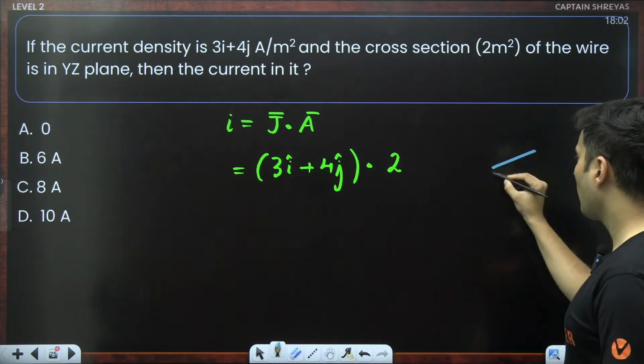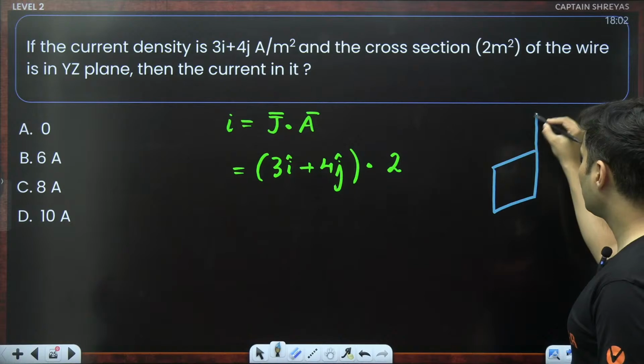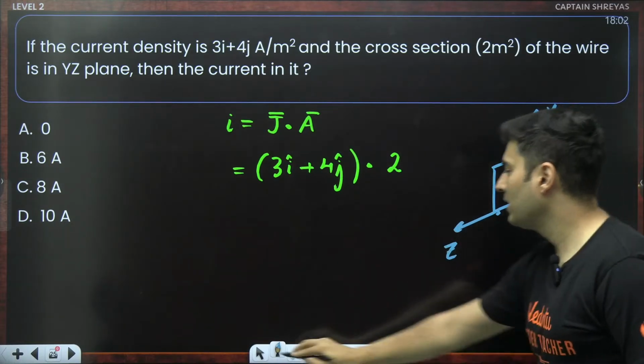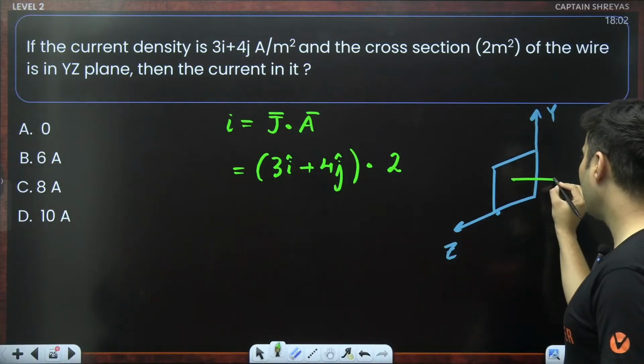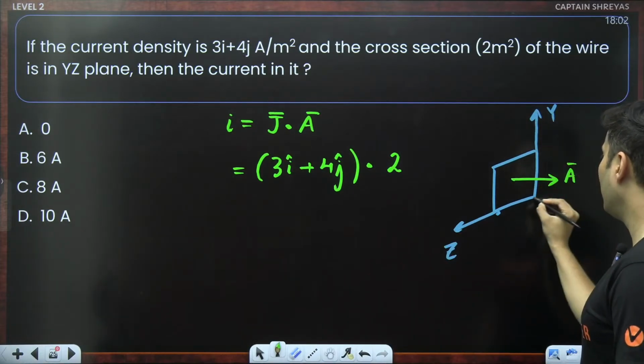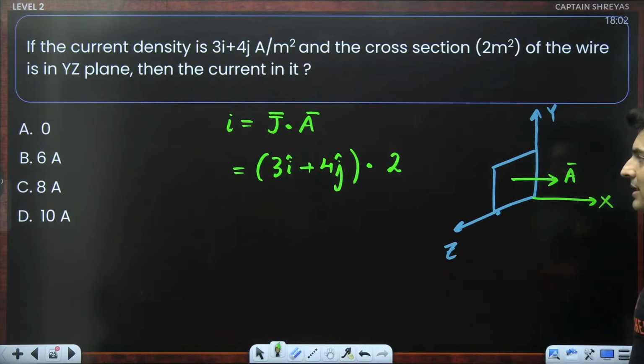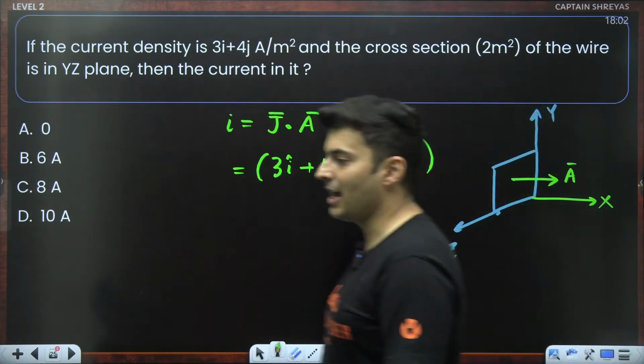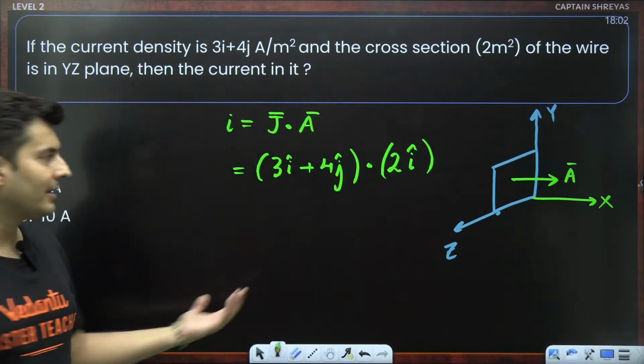If it's in the YZ plane, this is the Y axis, this is your Z axis. The area vector will be perpendicular to it and it will be parallel to the x-axis. So this will be 2 i cap, considering the direction.